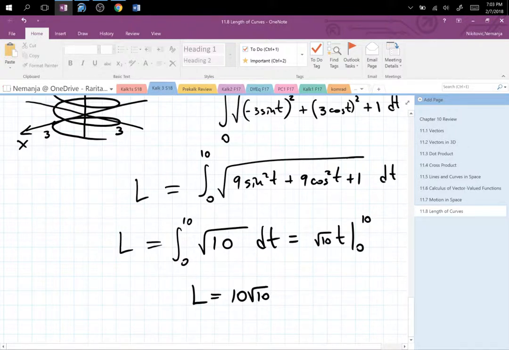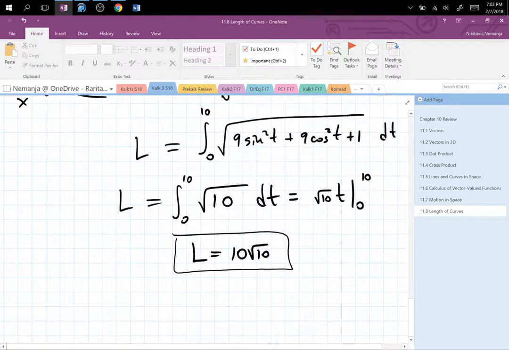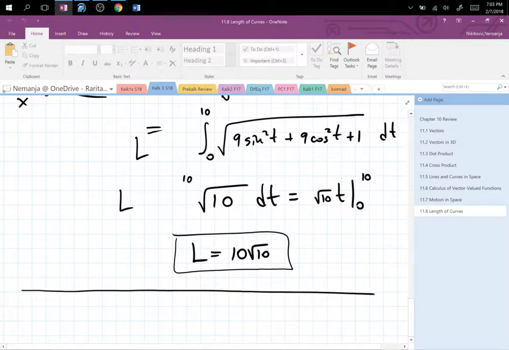And that's it. So that's the length of the curve using parametric form. You can use length of the curve, parametric form, 2D, which is done in the book, to prove the circumference of the circle. I also do that in Calc 2.